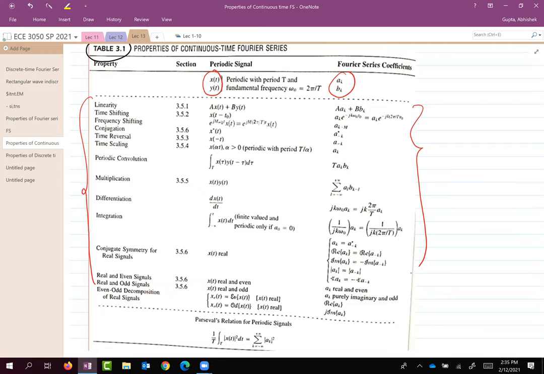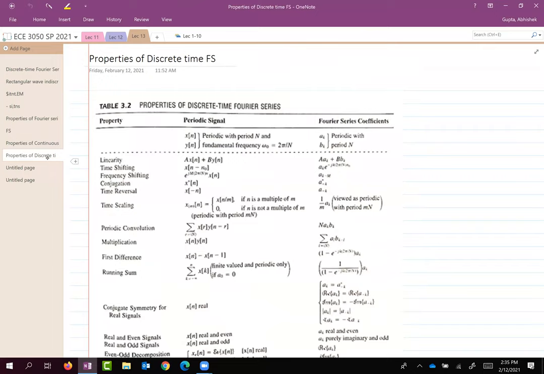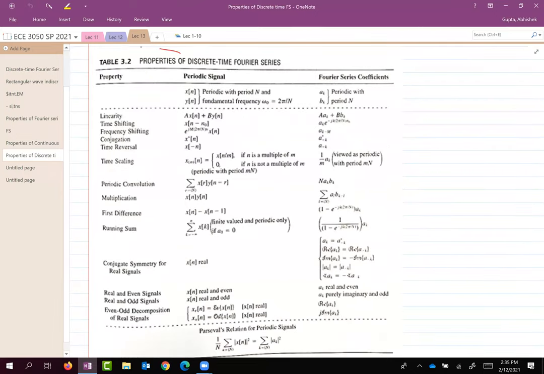And actually I covered quite a few derivations in the class. So hopefully you can look at those derivations, do the corresponding derivations for the discrete time case, and get this particular table, which is the properties of discrete time Fourier series for discrete time signals. And again, there is a whole bunch of properties. I know it doesn't look good because the picture was very blurry. But in the exam, I'll give you this table if you need it.